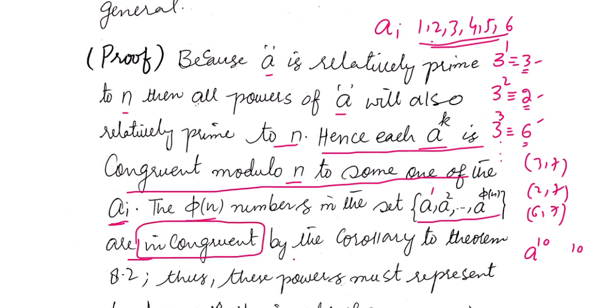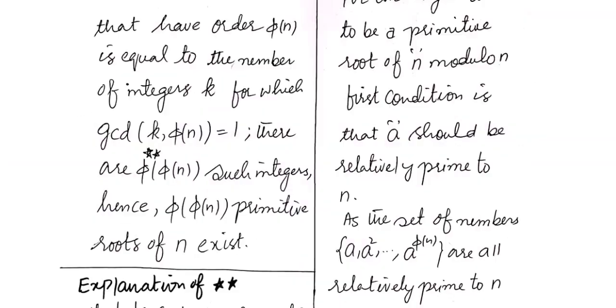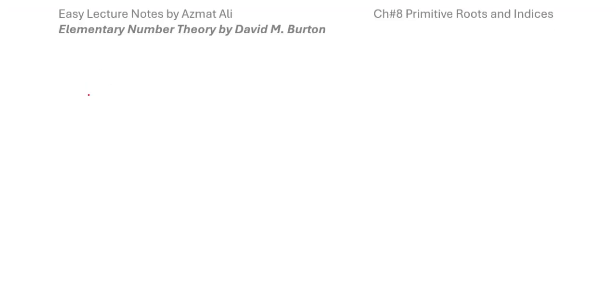So these numbers are incongruent by the corollary of theorem 8.2. What was theorem 8.2 and its corollary? Its corollary says if a is any primitive root of an integer, then all of its powers will be incongruent. Meaning to say, you have observed that the first power of 3 is 3, the second power of 3 is 9 and the remainder is 2, the third power of 3 is 27 and the remainder is 6.